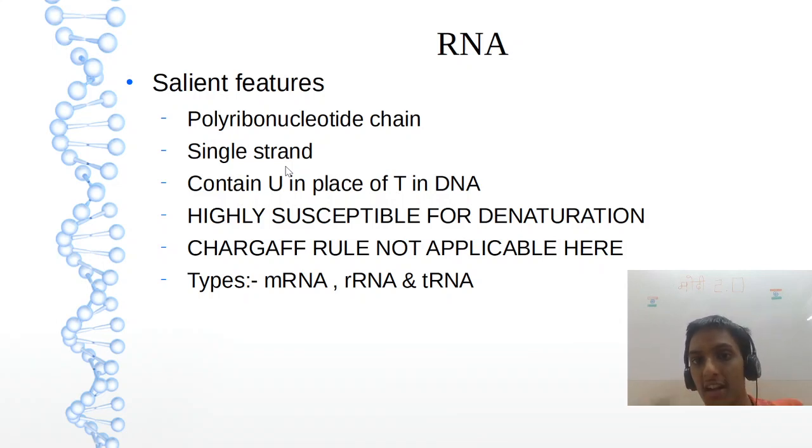What is the base pair difference in DNA and RNA? I want you to answer this point. RNA has uracil, DNA has thymine. Okay. This is highly susceptible for denaturation. Single strand, no? And here there is no Chargaff rule. Please remember this point. Only in DNA you will observe Chargaff rule. What are the types? M, R and T. Okay. M as in messenger, R as in ribosomal, T as in transfer.